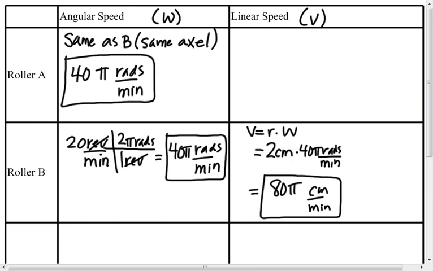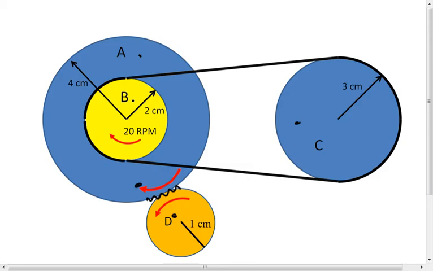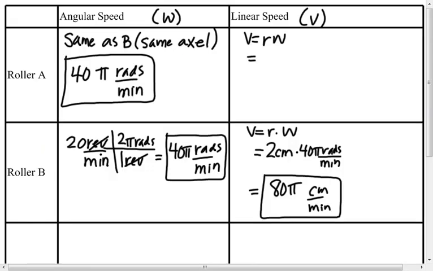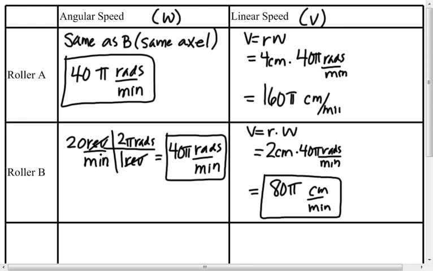Okay? And then I can do the linear speed for A while I'm at it by doing V equals R times W. And for disk A, if you look over here, your radius is 4 centimeters. So I will use that for my radius. And we know that our W is 40 pi radians per minute, which I'm just using from that box to the left here. And when I multiply that out, I should get 160 pi centimeters per minute.